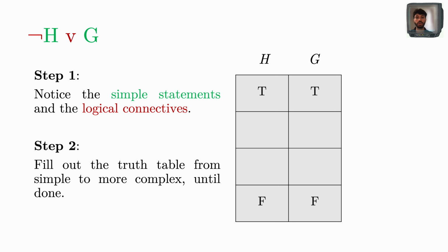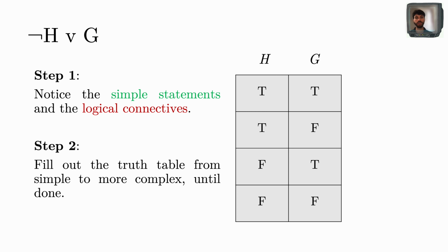But we still haven't exhausted all the possibilities that they can have together, because here we have in the first row that H is true and G is true, and in the last row that H is false and G is false. But we still have the possibility where H is true and G is false, and of course the converse where H is false and G is true. So now we've really exhausted all the possibilities that H and G can have.